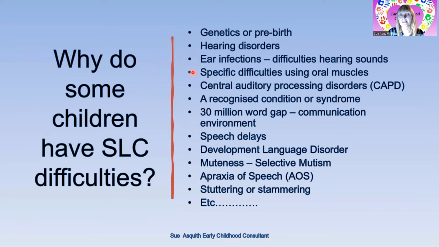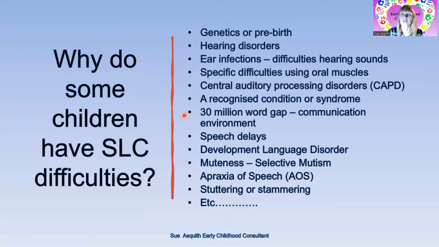There might be some very specific stuff going on in terms of difficulties using your oral muscles to be able to make some of the speech sounds as well. There might be central auditory processing disorders, which obviously go on to affect speech, language and communication as well. There might be a recognised condition or a syndrome that might be impairing children's speech, language and communication.